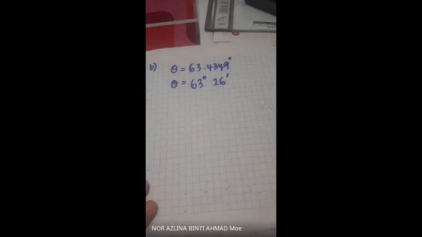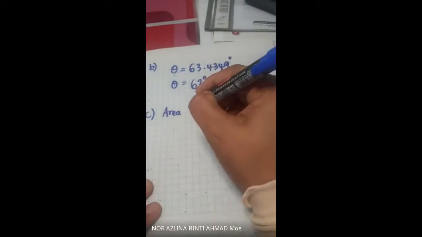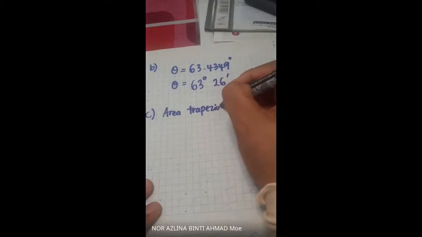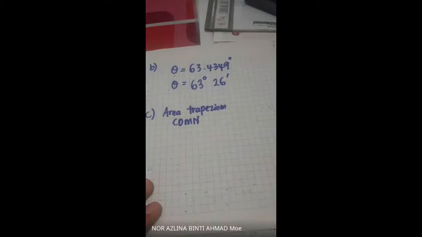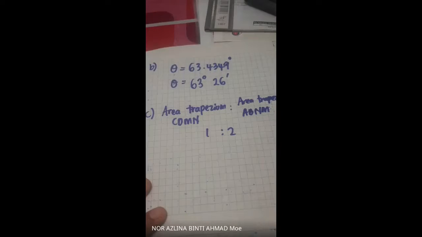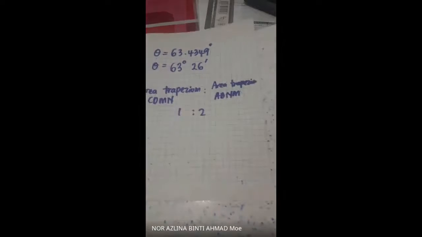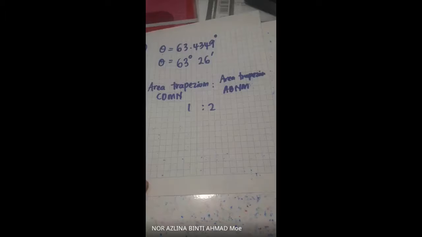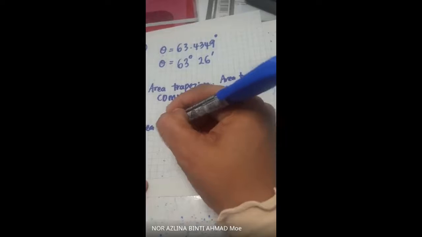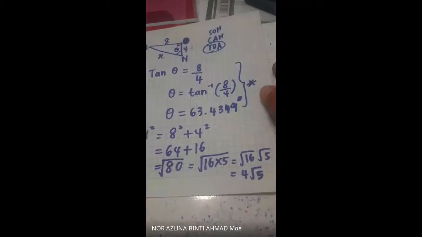Okay, next, C. Shahril stated that the ratio of the area of trapezium CDMN to the area of trapezium ABNM is 1 to 2. Is Shahril's statement true? State the reason for your answer. So, you need to find the area of trapezium CDMN. So, area CDMN equal to, okay, what is the formula to get area?